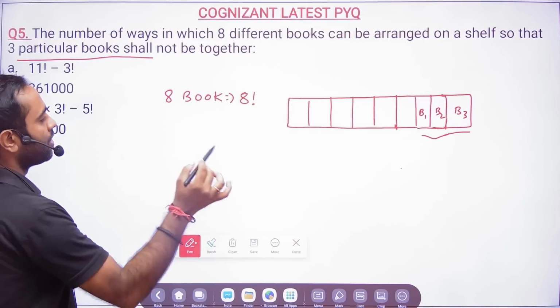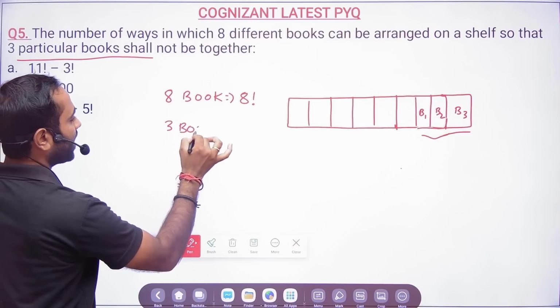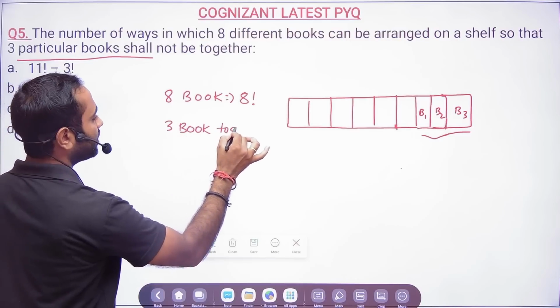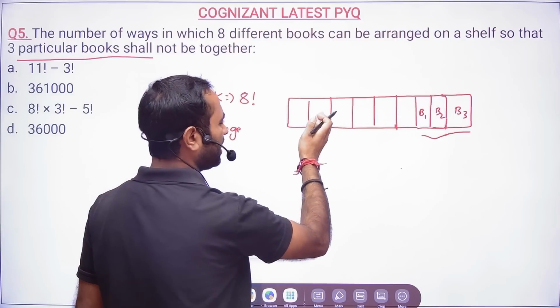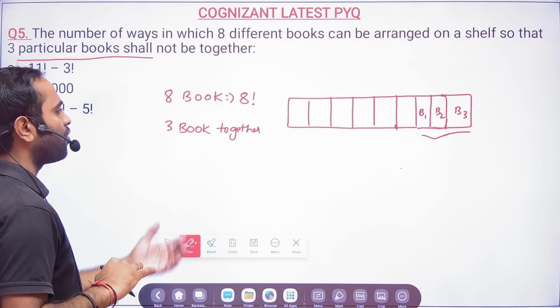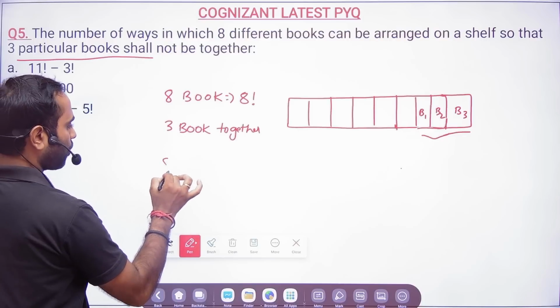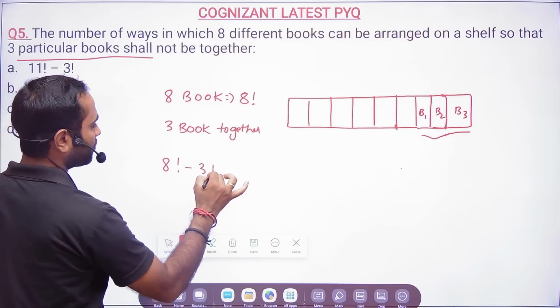Now what are we going to do? We are keeping 3 books together, and those 3 books together can be anywhere, here, there or anywhere. So we are going to keep 3 books together, and then we take the total minus the 3 books together.